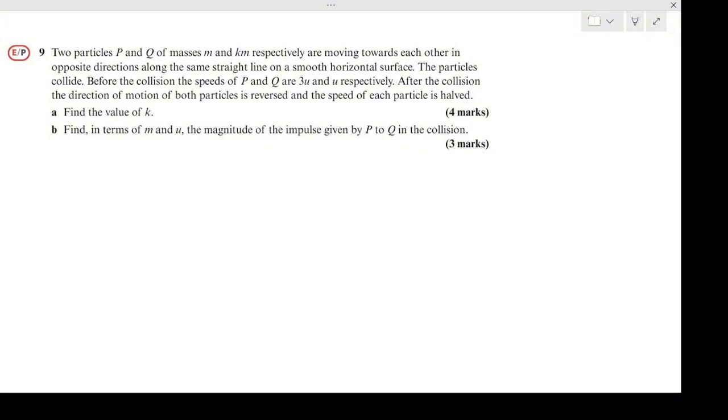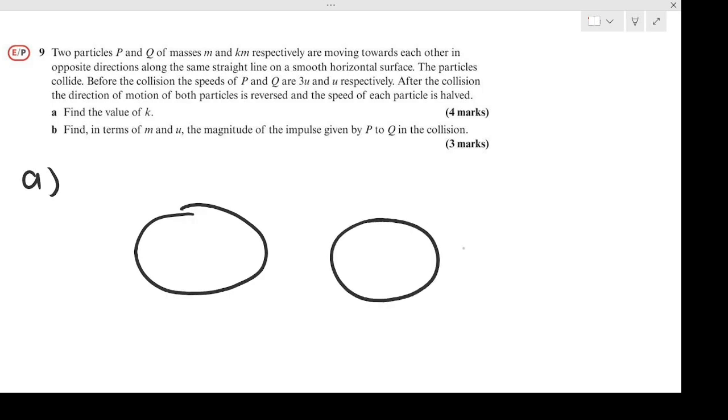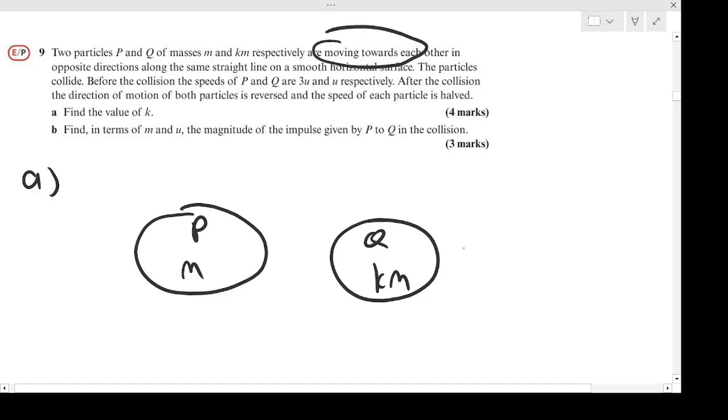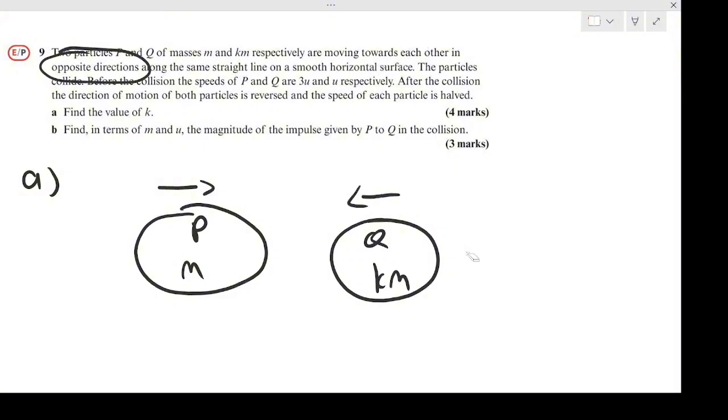Again, the same strategy as always: I'm going to do my diagram first. So I've got this collision between P and Q. The masses are m and km. And we're told that they're moving towards each other in opposite directions. So P is going to go to Q like that, and Q to P in the other way like that.